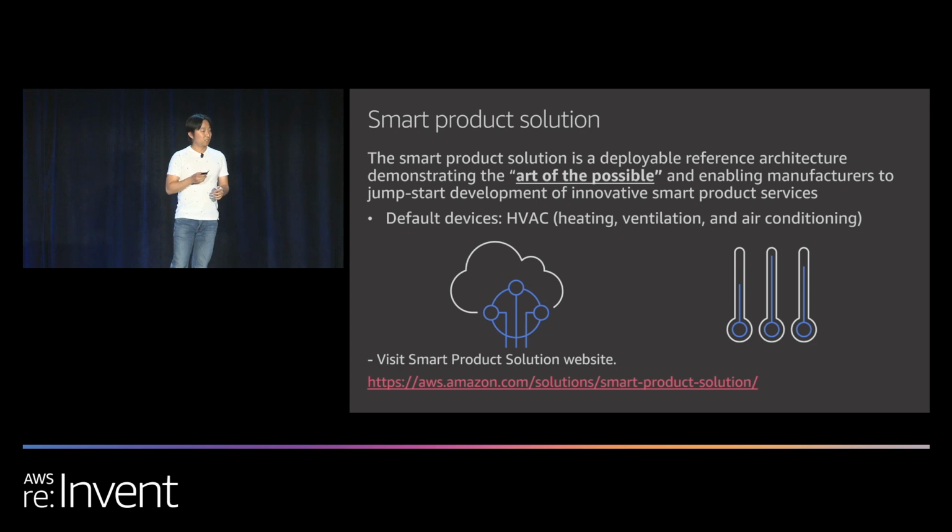So smart product is a reference architecture which shows the best practices of IoT architecture, and it provides the art of the possible so that you can build your own smart product solution with this solution. By default, we developed this solution with HVAC devices, but if you have other devices, then you can customize the solution to fit your devices as well. So you can use whatever devices you want. For more information after the session, you can visit the Smart Product Solution webpage to see how you can deploy and customize the solution as well.